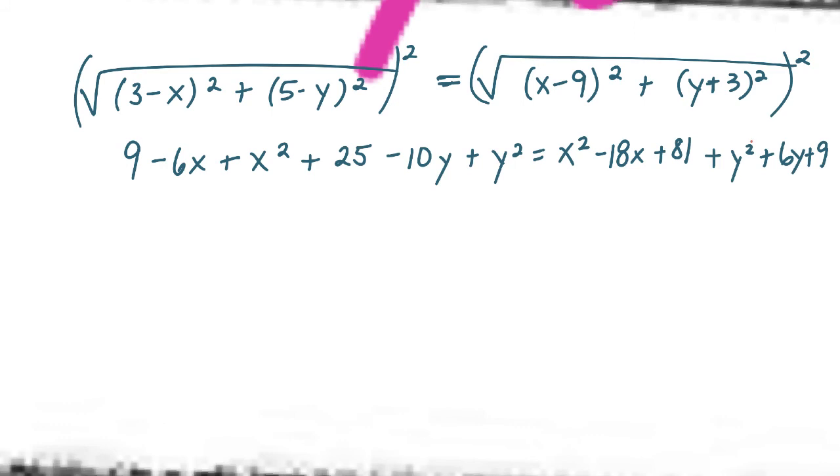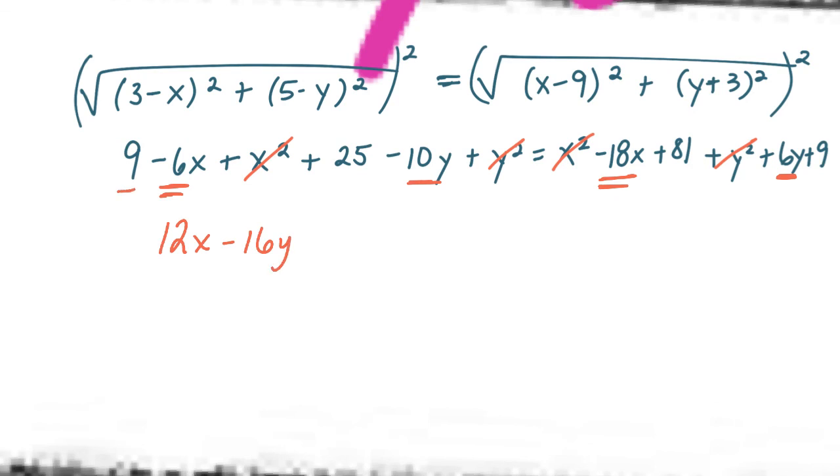it looks like my y squares can cancel out. It looks like my x squares can cancel out. It looks like if I started to combine these, I would have a negative 6x and a negative 18x. So if I brought that over, wouldn't I get 12x? And it looks like I have a 6y and a negative 10y. And if I brought that over, wouldn't I get negative 16y?